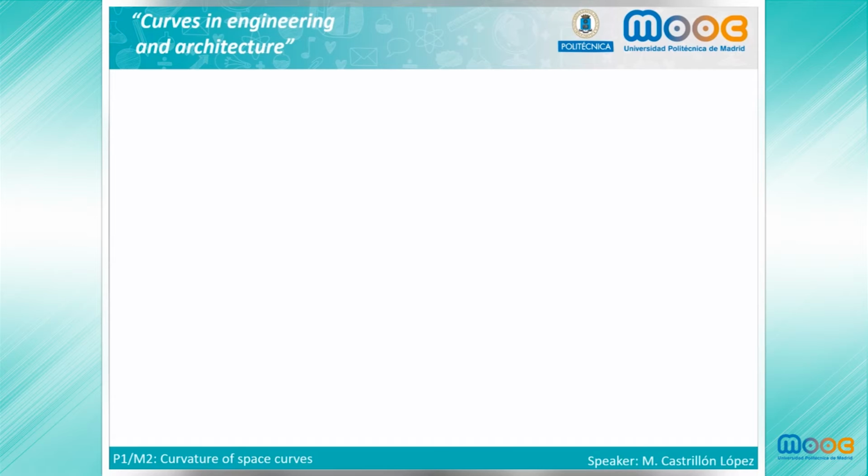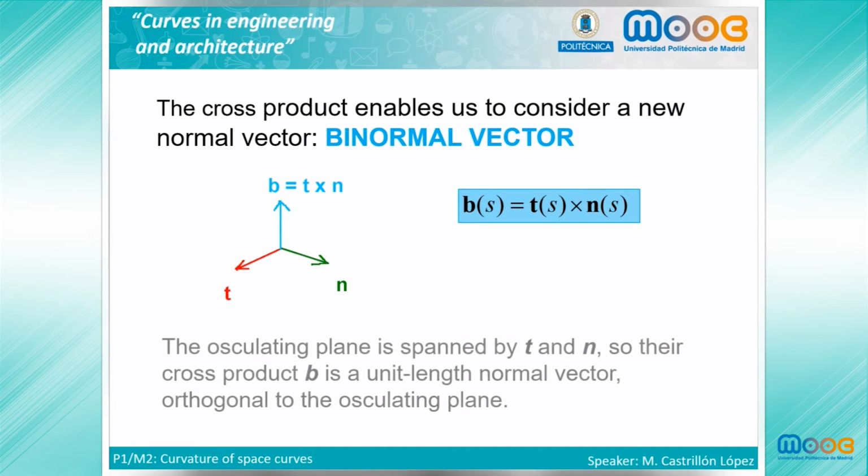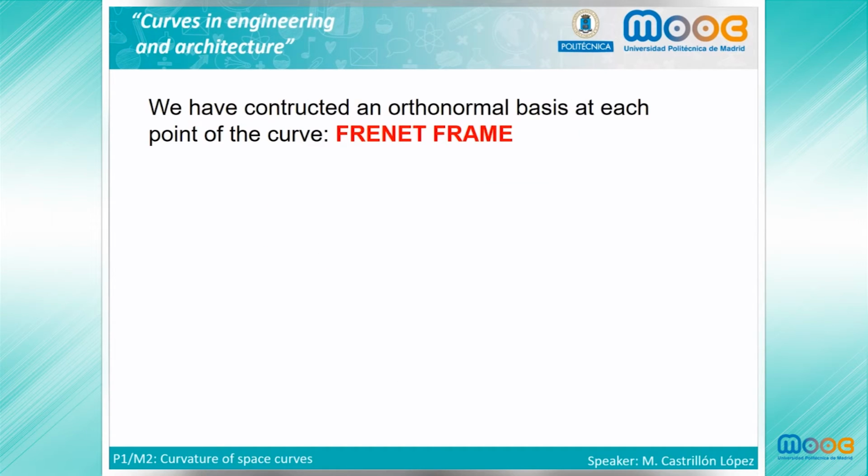Now, using the tangent and the normal vectors defined before, the cross product enables us to consider a new normal vector, called the binormal vector. As the osculating plane is spanned by T and N, their cross product, the binormal vector, is the unit-length normal vector orthogonal to the osculating plane. Hence, we have constructed an orthonormal basis at each point of the trace of the curve. This is the Frenet frame.